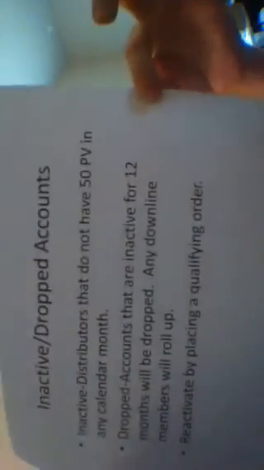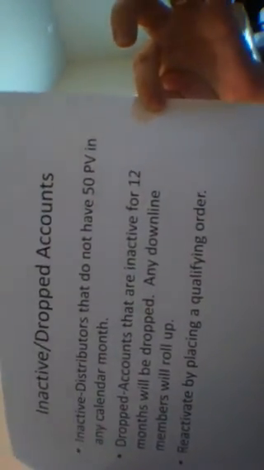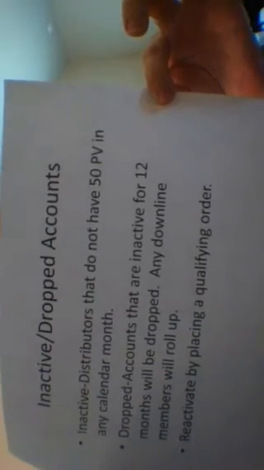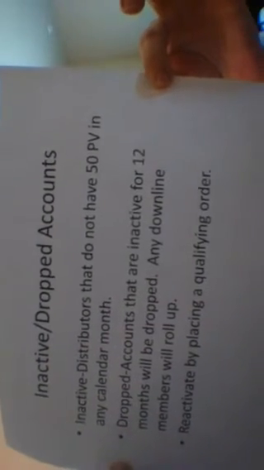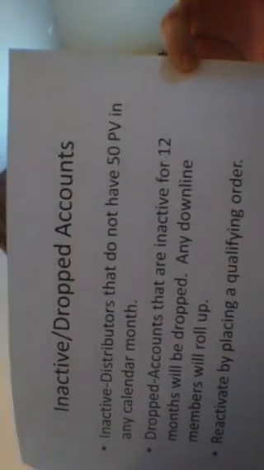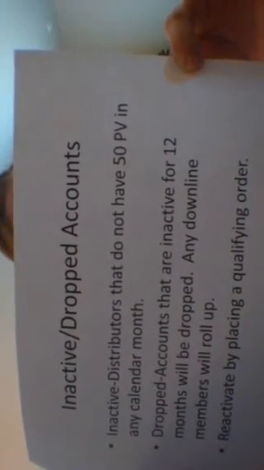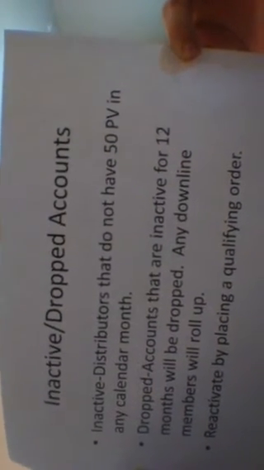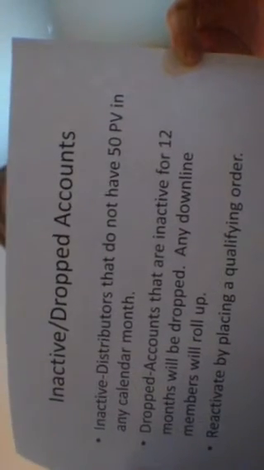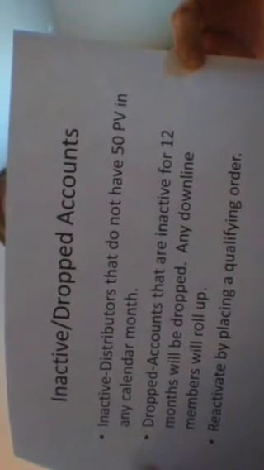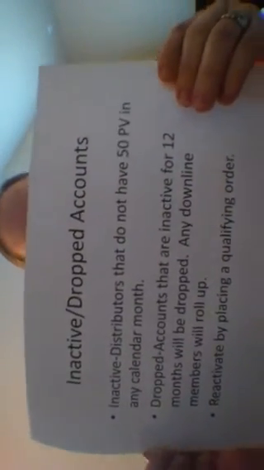All right, let's talk for a minute about one thing that I want to make sure everyone is clear on, which is the inactive and dropped accounts. An inactive distributor is one that has not ordered 50 PV in any calendar month. Okay, that person in your viewer will be considered inactive. Okay, a dropped account is a person that did not order for 12 months. Then their account will be dropped and any downline members will roll up.